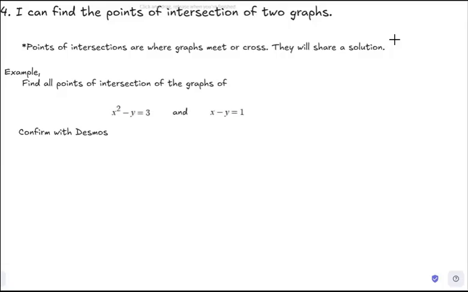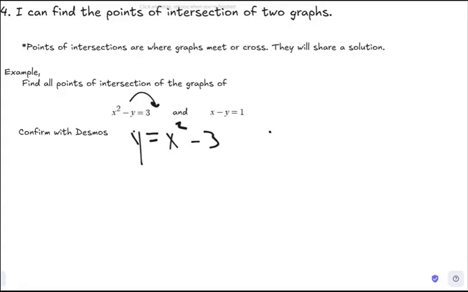So if we want to find the points of intersection of the graphs of x squared minus y equals 3 and x minus y equals 1, what we would do is solve each equation for y first, set them equal, solve for x, and then get the corresponding y values. And we can also confirm this using Desmos. So the first equation is going to end up being y equals x squared minus 3. You could bring the y over and then subtract 3, and then I just rewrote it.